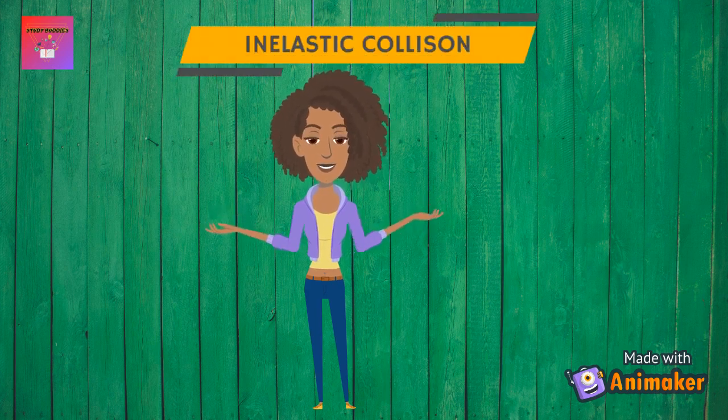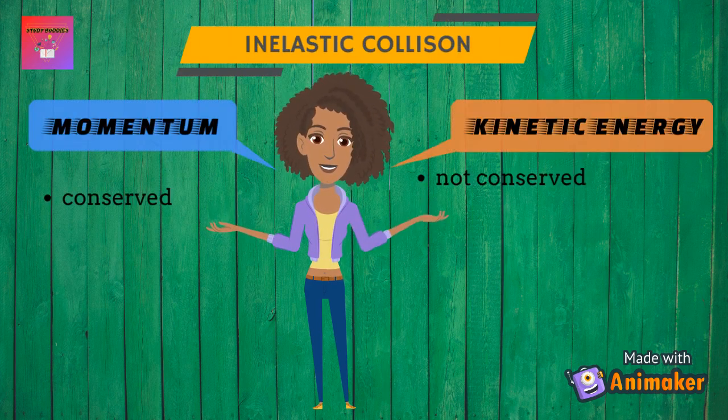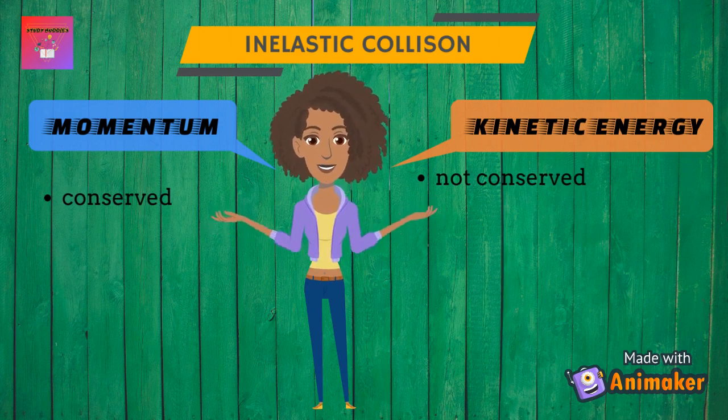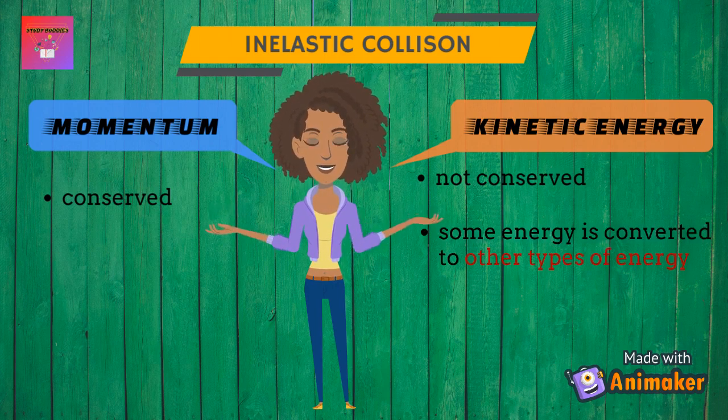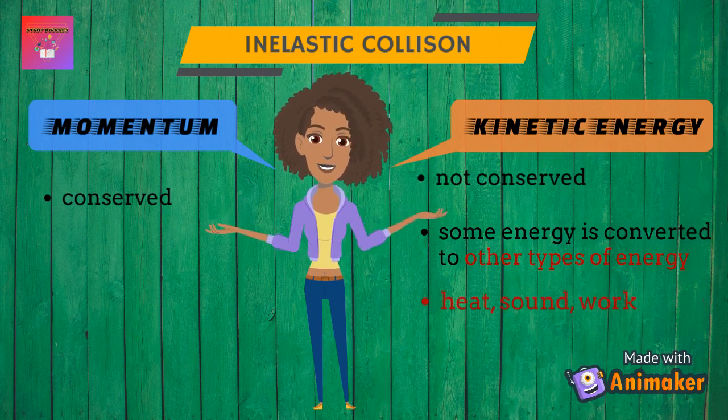Moving on to inelastic collision. In this collision, only momentum is conserved and not kinetic energy. Since the kinetic energy is not conserved, the total kinetic energy before the collision would be bigger than the total kinetic energy after the collision. This is because during the collision, some of the kinetic energy is lost and converted to other types of energy such as sound energy, heat energy, and work to deform an object.